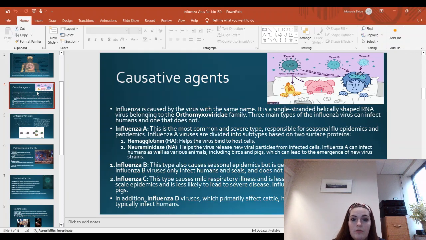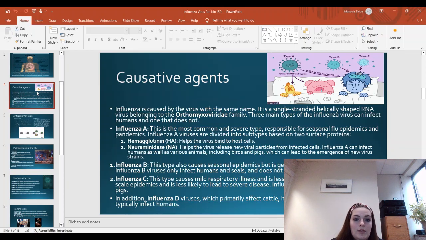Influenza A viruses are divided into subtypes based on two surface proteins. The first one is hemagglutinin. HA helps the virus bind to the host cell. The second one is neuraminidase, which is NA, and it helps the virus release new viral particles from infected cells. Influenza A can infect humans as well as various animals, including birds and pigs, which can lead to the emergence of a new virus strain.